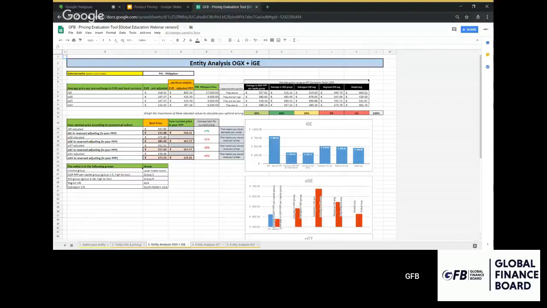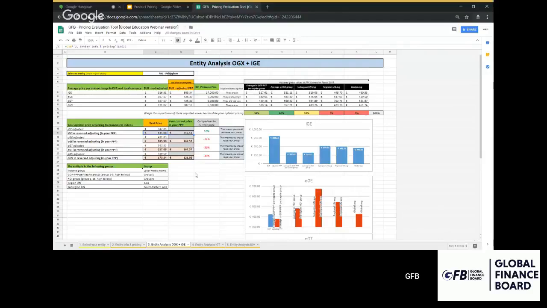So this tab, the OGX plus IGE, is a tab for you to do comparison. The weights on the right hand side are used to calculate different prices, and then we use the PPP adjusted price to compare. So the PPP adjusted price is in these rows that are in bold, and for example, the ones in orange as well.